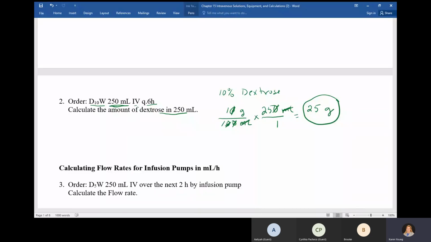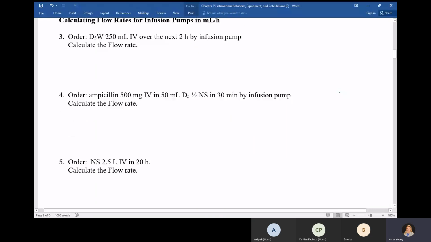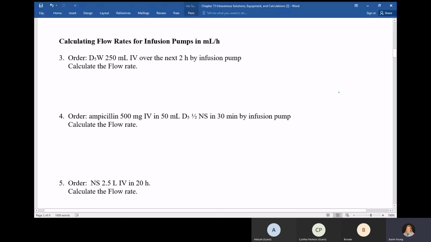So you won't see this. As far as this class goes, I wanted you to be aware of what it means. The 10 is 10 grams per 100 milliliters, so you can calculate quickly how many grams it's going to be in 250 milliliters or 500 milliliters or even 1,000. Okay. So getting into what we're actually going to do today, this is the important part.